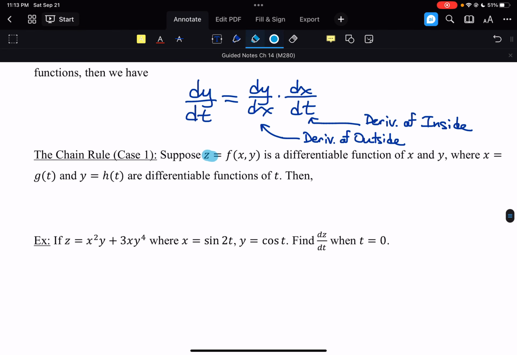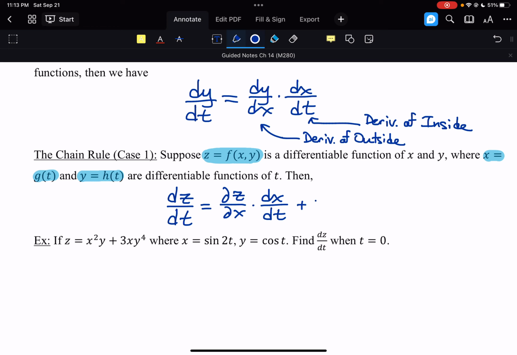Suppose z is a function of x and y, so we have a function of two variables, and x is a function of t, and y is a function of t. Then the derivative of z with respect to t equals partial z with respect to x times dx dt plus partial z with respect to y times dy dt.